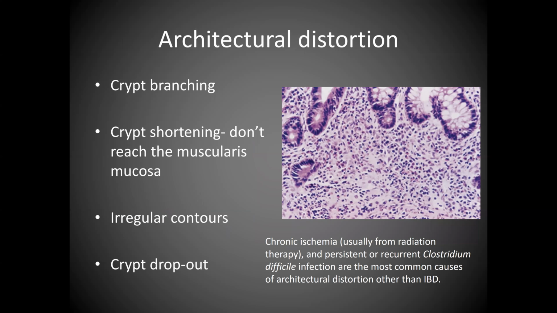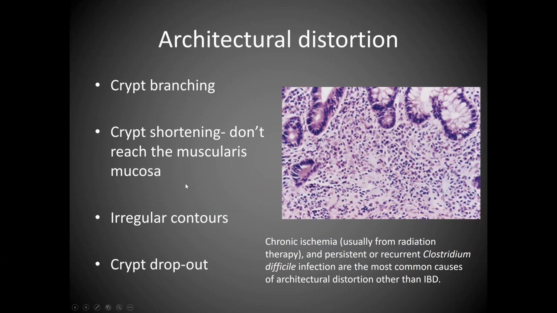In terms of architectural distortion, the things that qualify are, of course, branching, we've mentioned that, and shortening. Irregular contours, though, as well, like this. So this sort of narrowing with a little budding out sort of appearance. Here's a branched one. And then areas where suddenly the crypts have just disappeared. You have very few sorts of changes.